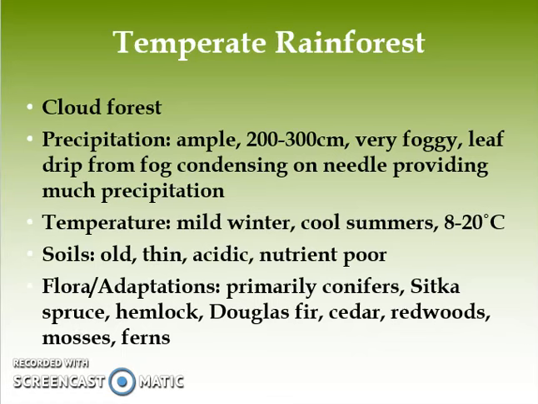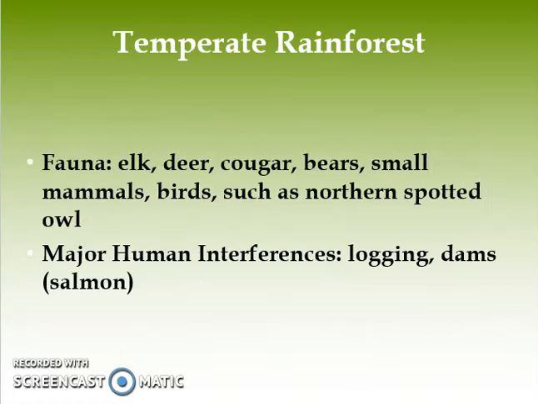Same kind of thing, lots of conifers, and then a few of your deciduous plants. Elk, deer, cougar, puma, mountain lion, whatever you want to call them. Bears, small mammals, birds, lots of birds. Northern spotted owl. There have been a lot of issues with the northern spotted owl and logging areas. Human interference: logging and damming, which has interfered with our salmon.